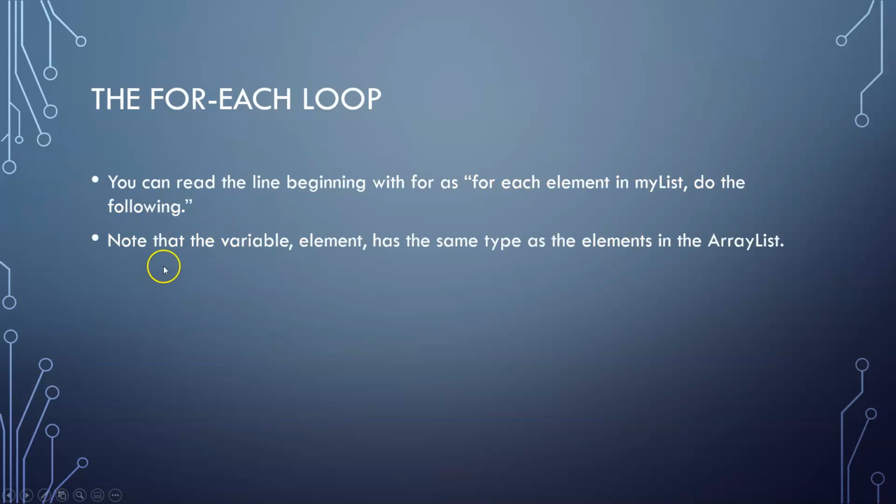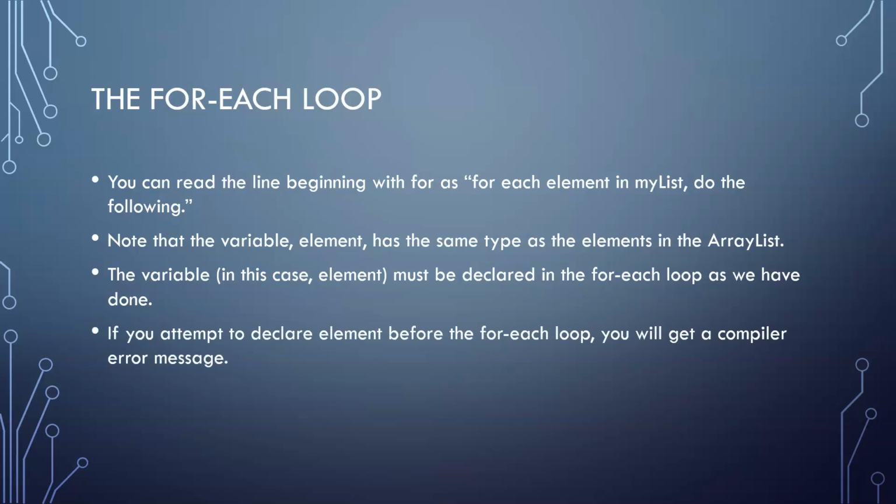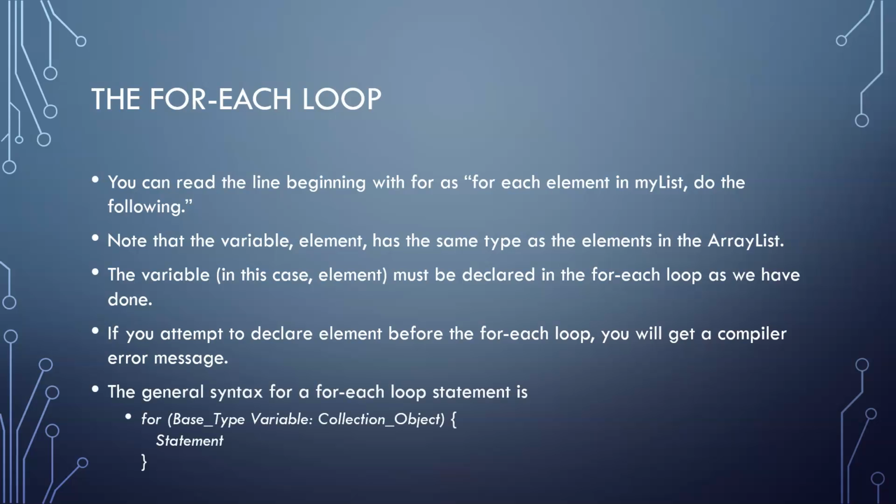So you can read that line as, for each element in myList, do the following. You'll note that the variable element has the same type as the elements in the ArrayList. It needs to match. Now, the variable, in this case element, must be declared in the for each loop, as we have done. You can't have it outside of it. It has to be declared within the loop itself. If you attempt to declare element before the for each loop, you're going to get a compiler error. That's just not how for each loops are constructed. I know with regular for loops, we can technically do it inside or outside the loop. With a for each loop, you do not have that flexibility.